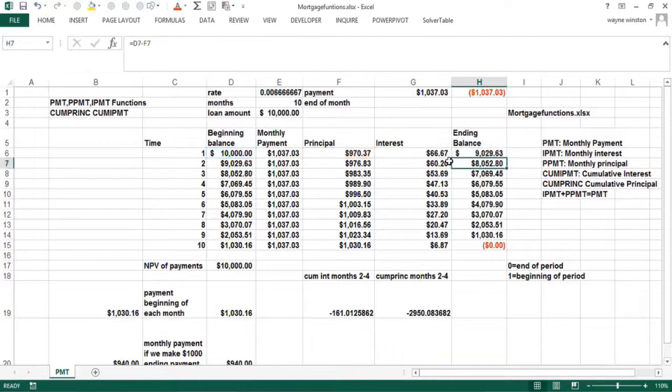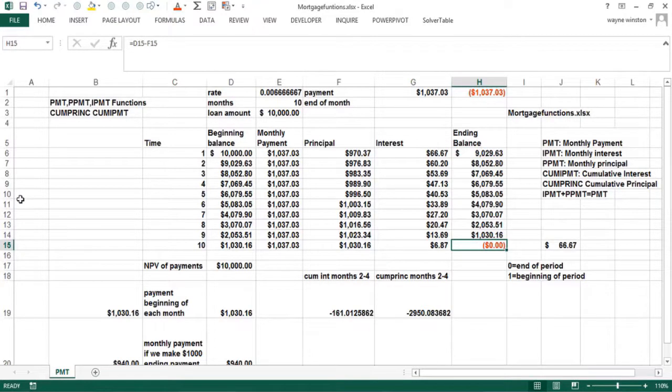Now an easy way to figure out what goes to interest, with end of the month payments: you take your monthly rate times your beginning balance, and that would be what goes to interest, 66.67. And now your ending balance turns out to be 0.